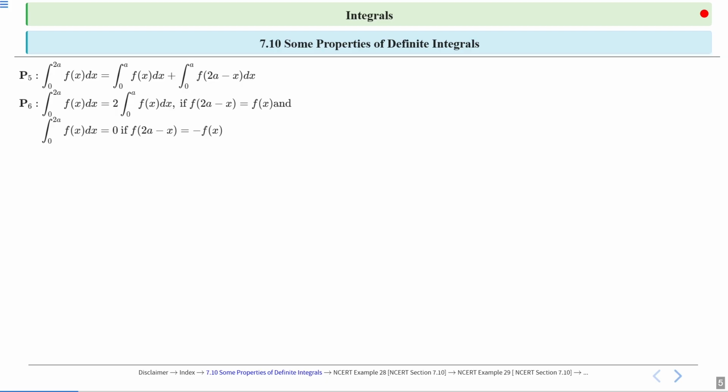P5 is: the value of the definite integral from 0 to 2a f(x) dx is equal to the integral from 0 to a f(x) dx plus the definite integral from 0 to a f(2a - x) dx. Okay. So now the definite integral is split into two definite integrals, and the limit is also changed. In the first, the limit is 0 to 2a, but now we only have to integrate from 0 to a. The first function is f(x) and the second function is f(2a - x).